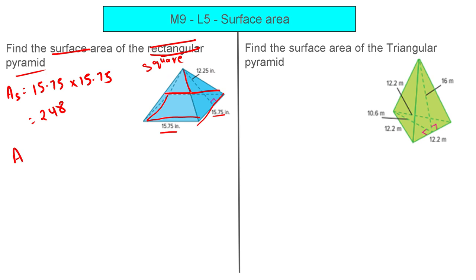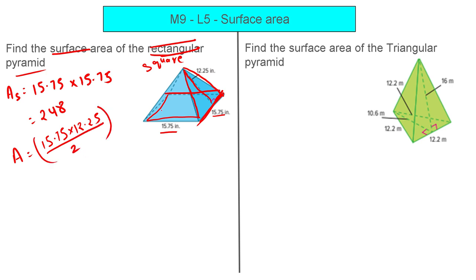See, there are triangles here. Yes. See, triangles. What is the area of this triangle? Base multiply height divided by 2. Yani base is 15.75 multiply height is 12.25 divided by 2. This is for one triangle, correct?